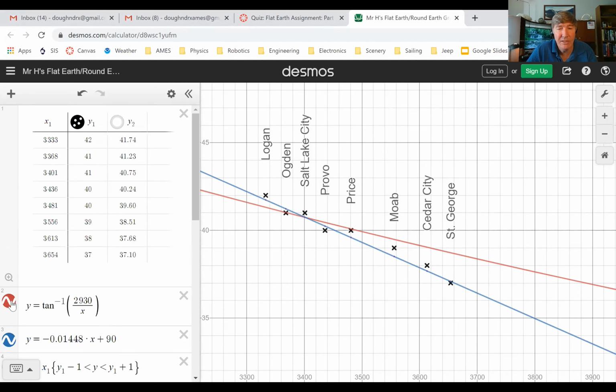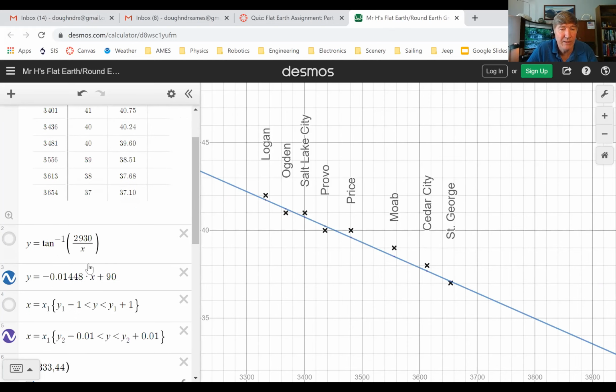And so you guys told me a few minutes ago that it looks like the data fits the round Earth model pretty well. Let's turn on our error bars for the round Earth data. Okay, here are the error bars for the round Earth data.